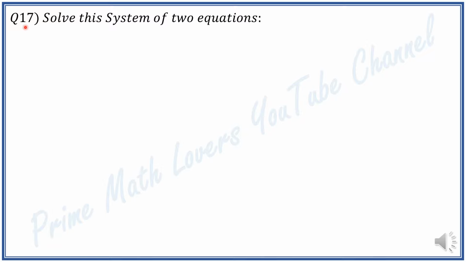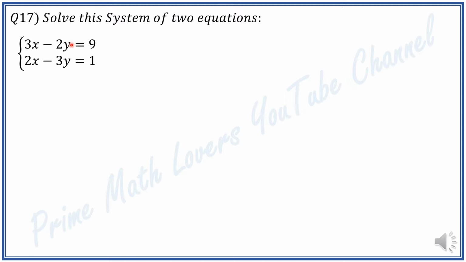Question 17. Solve this system of two equations: 3x minus 2y is equal to 9 and 2x minus 3y is equal to 1. We use the elimination method to solve this question. In the elimination method, our aim is to eliminate one of the variables from the system of equations.